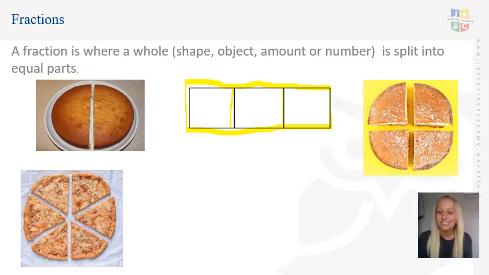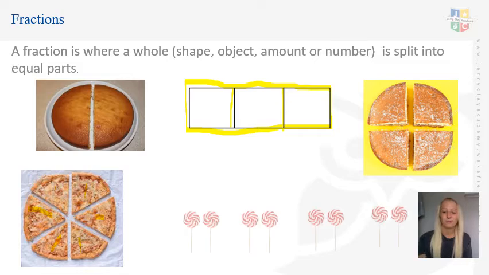No, sorry, it's split into 6 equal pieces. Best do my crossing and counting. There's 1, 2, 3, 4, 5, 6. So 6 equal pieces. And these parts have been cut into triangle shapes. So our parts could be any shape, any size, as long as all the parts are equal.